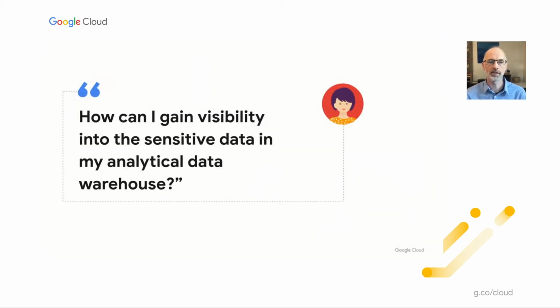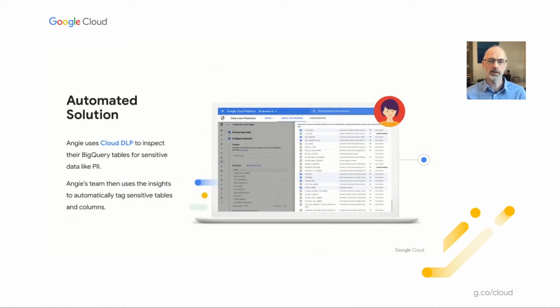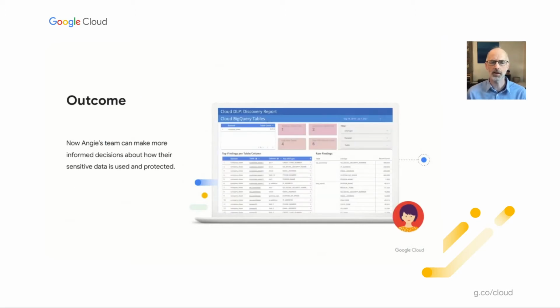So the first question Angie has is, how can I gain visibility into the sensitive data in my analytical data warehouse? Now, we mentioned that Angie's company is big. They serve customers across the globe. They have a lot of employees working with data, a lot of systems working with data. So they need a solution that's automated. Here, Angie uses Cloud DLP to inspect and discover sensitive data across their warehouse, and then uses those insights to automatically tag sensitive tables and columns. The outcome here is that Angie's team can now use those insights to make more informed decisions about how their data is used and how the data is protected.